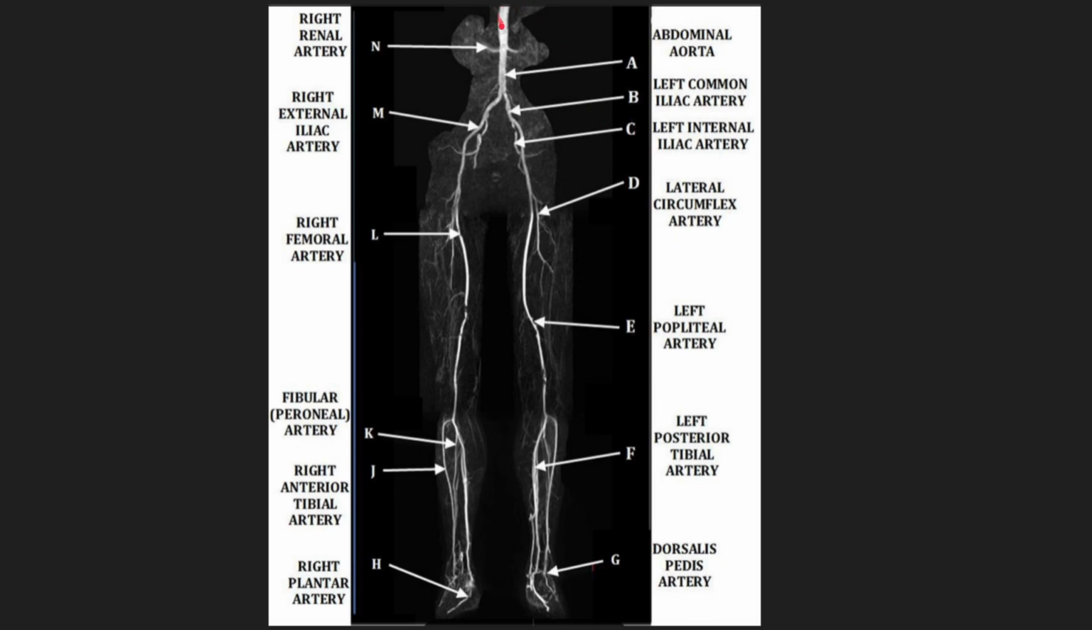So here we have the right renal artery here, abdominal aorta, coming down to the left common iliac artery, and then left internal iliac artery, right external iliac artery, lateral circumflex artery, right femoral artery, left popliteal artery, coming on down to the fibular or peroneal artery there, left posterior tibial artery, right anterior tibial artery, dorsalis pedis artery, right plantar artery.